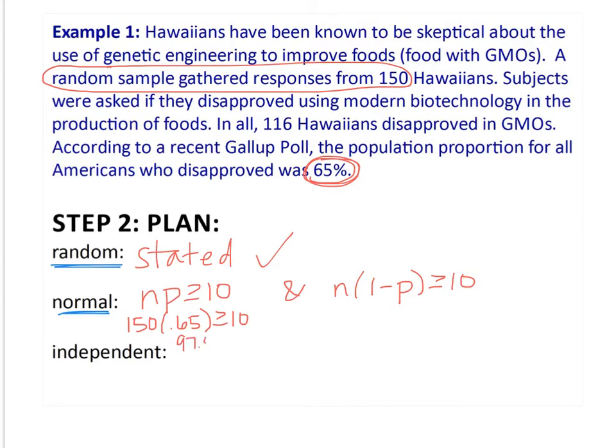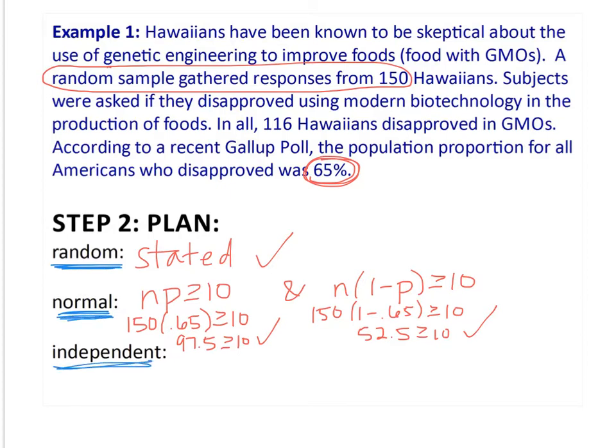well, that gives me 97.5, which is greater than or equal to 10. But I have to check the other one. 150 times 1 minus 0.65, or times 0.35, greater than or equal to 10. That gives me 52.5, greater than or equal to 10. Check. So I know it's random. I know it's a normal sampling distribution.